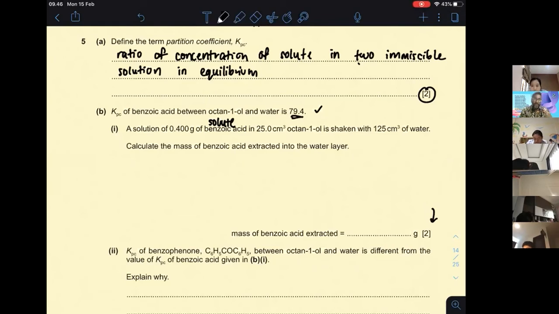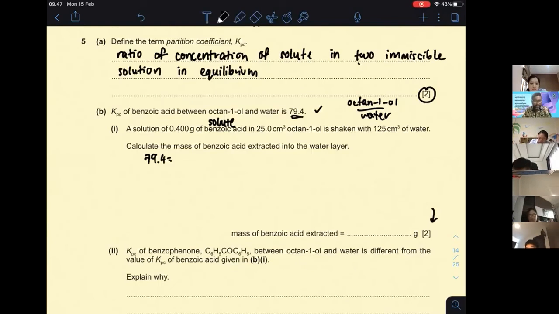work only. So what I will suggest straight away, here they say benzoic acid in octane-1-ol and water. So it means that the one that is on top, this one I told you already, whenever they mention in the question, it means that the ratio must be the solute in octane-1-ol divided by the solute in water. Just remember this. No need to crack your head on which one comes first. No need to worry about that. So 79.4 equals to concentration.